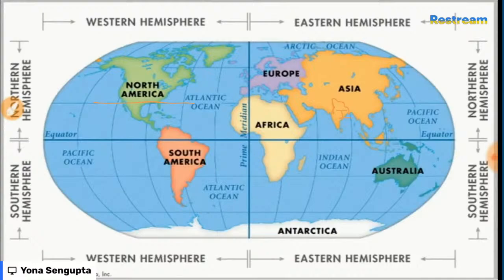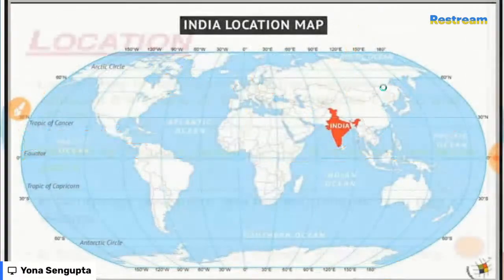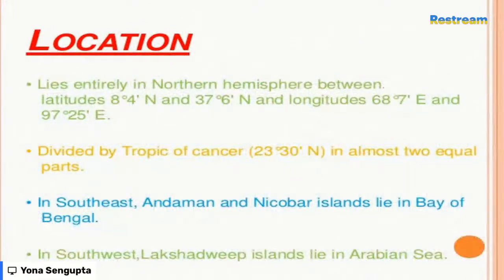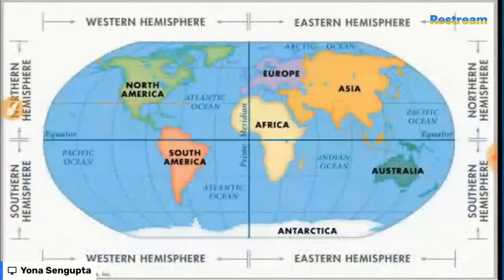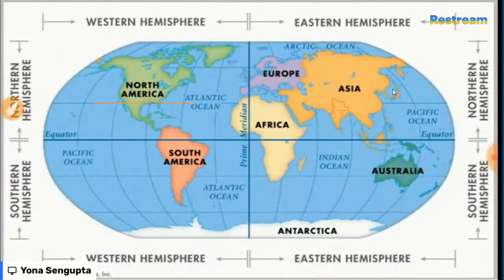So you see here that it is divided by the Tropic of Cancer, which is 23 degrees 30 minutes north, in almost two equal parts. In the southeast, the Andaman and Nicobar Islands lie in the Bay of Bengal, and in the southwest the Lakshadweep Islands lie in the Arabian Sea, right? So here, first you should understand. You can just study and memorize and go give your exams, but if you understand that, it will help you a lot in your future.